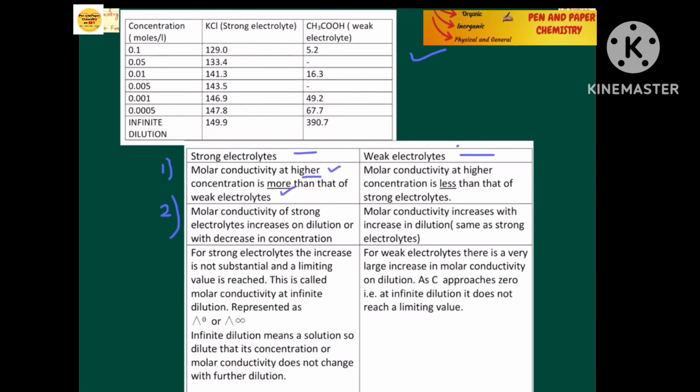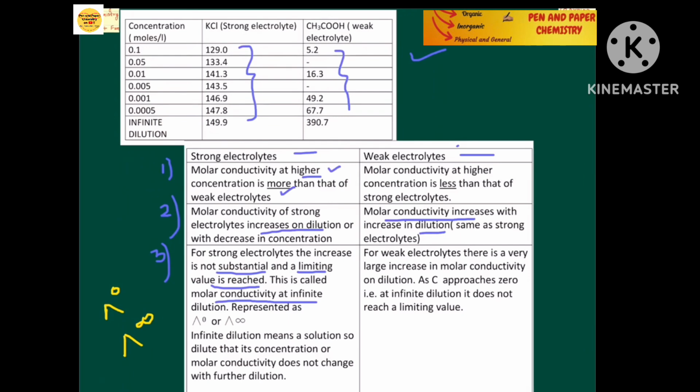Second point, molar conductivity of strong electrolytes increases on dilution. Yes, it increases on dilution for weak electrolytes as well. You can simultaneously have a look at the chart as well. The third one, for strong electrolytes, the increase is not substantial and a limiting value is reached, which we call molar conductivity at infinite dilution, represented as, how do you represent it? Yes, we represent it as lambda with a small naught sign above it, or at certain places we also find it as lambda with an infinity sign at the top of it.